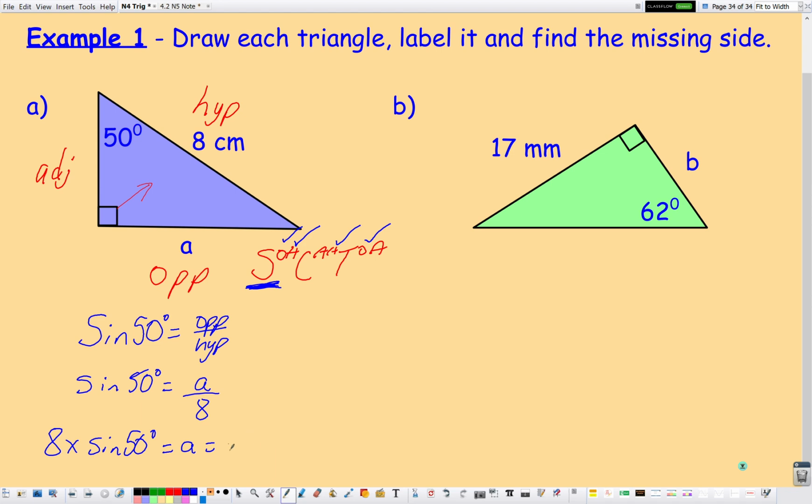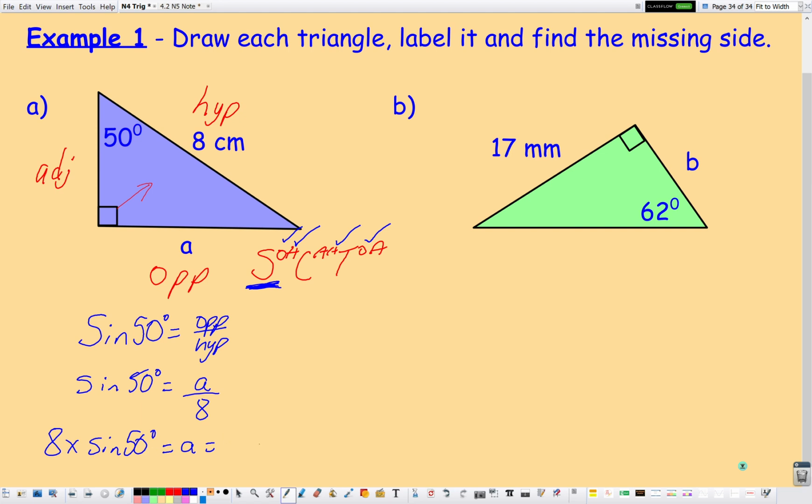So now, if you can, get your calculators out, type in 8 times the sine of 50, and you should be able to get the answer. Now, if you're doing it on a computer calculator, you should be able to see the sine, tan, cos functions.